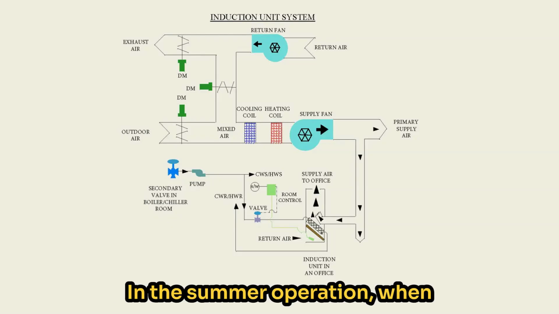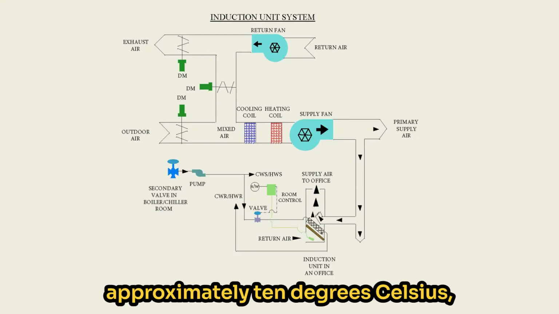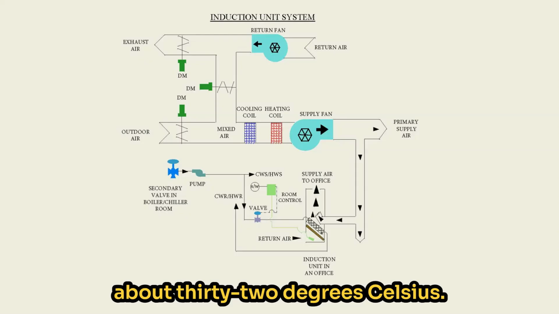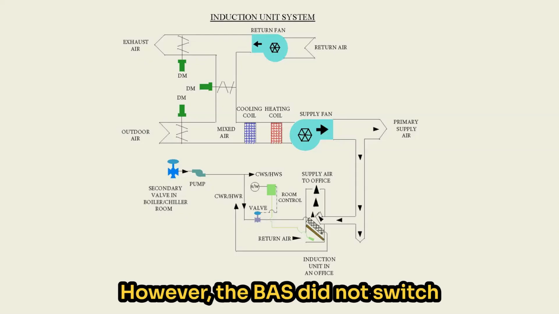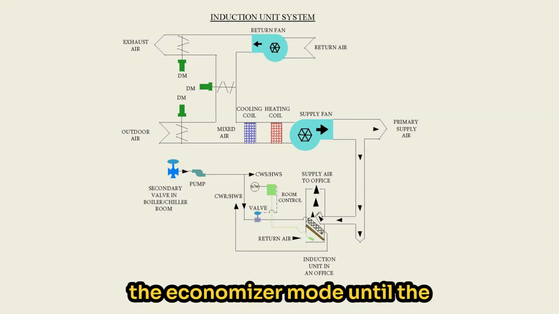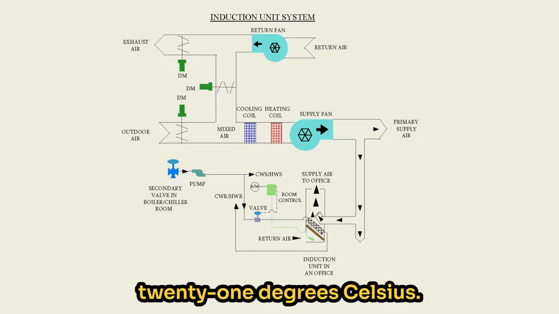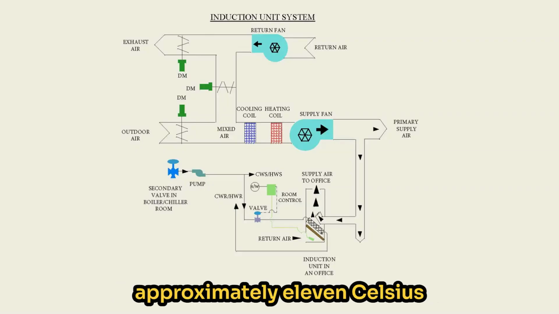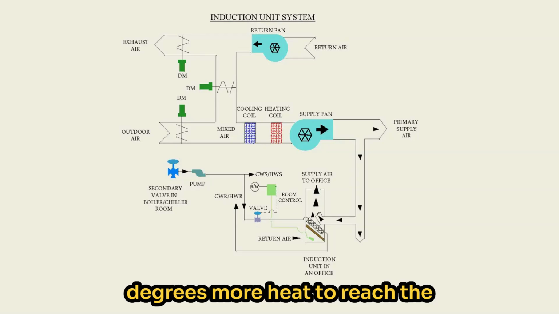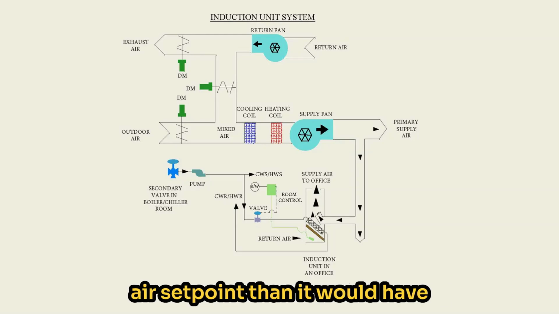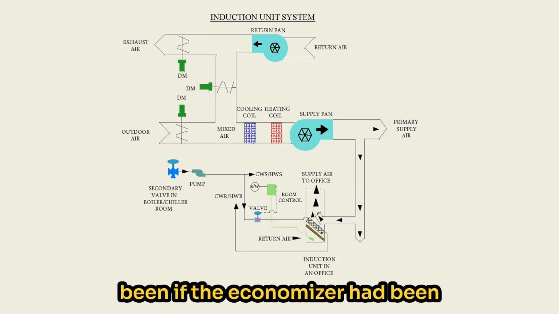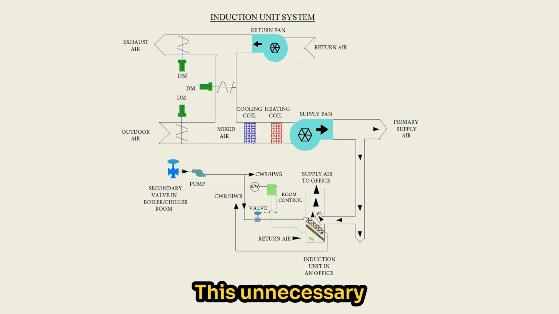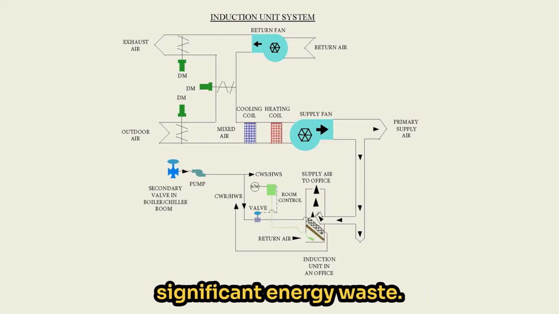In the summer operation, when the outdoor temperature is approximately 10 degrees Celsius, the primary air is normally reset to about 32 degrees Celsius. However, the BAS did not switch the main air mixing dampers into the economizer mode until the outdoor temperature reached 21 degrees Celsius. As a result, the system had to add approximately 11 Celsius degrees more heat to reach the 32 degrees Celsius primary air set point than it would have if the economizer had been enabled immediately when the system changed to summer mode. This unnecessary heating represented a significant energy waste.